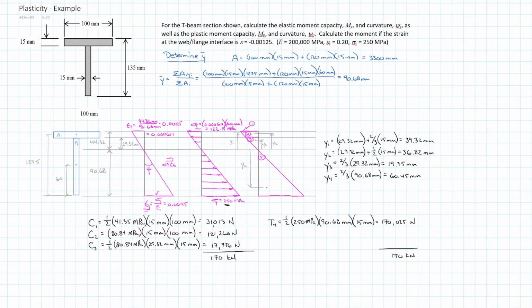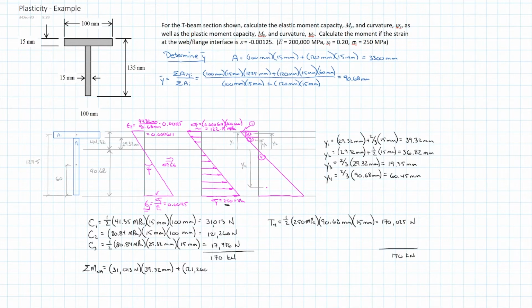So to get the moment capacity at this condition, then basically we have to do the sum of the moments about the neutral axis. And so doing them in order, 1, 2, 3, and 4, we take its force, in this case 331,013 newtons, multiplied by its moment arm, which would be y1, which we calculated earlier to be 39.32 millimeters. And we carry on, we do that for each of C2, C3, and T4.